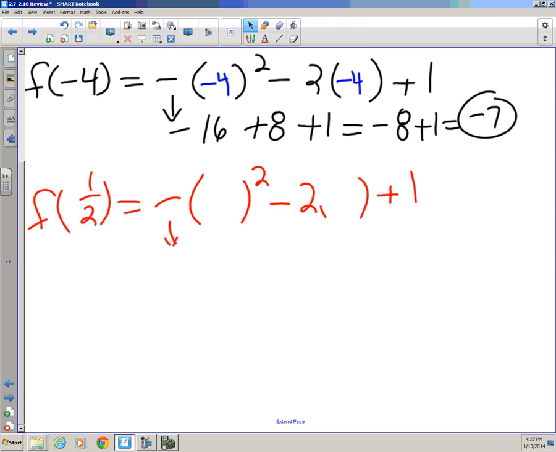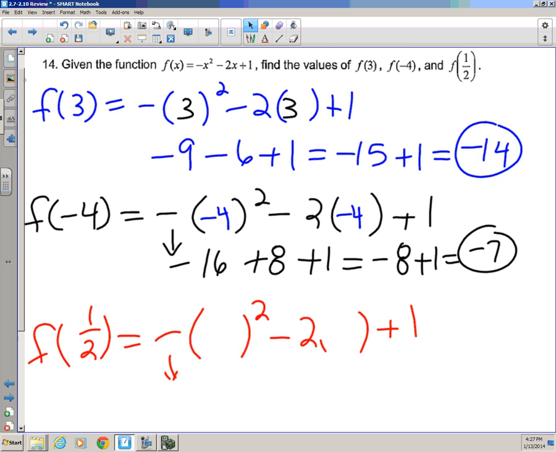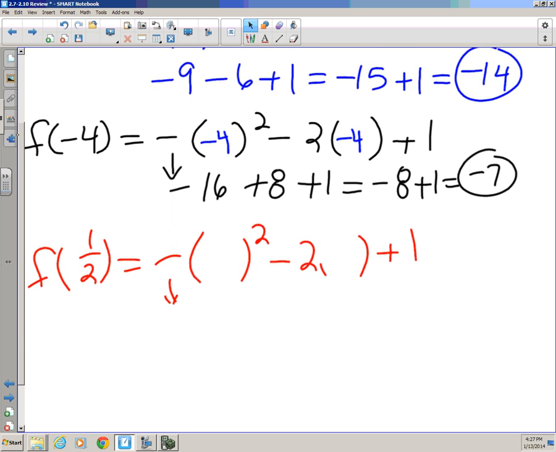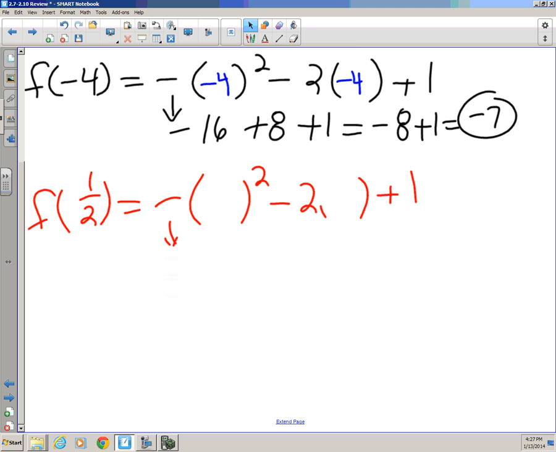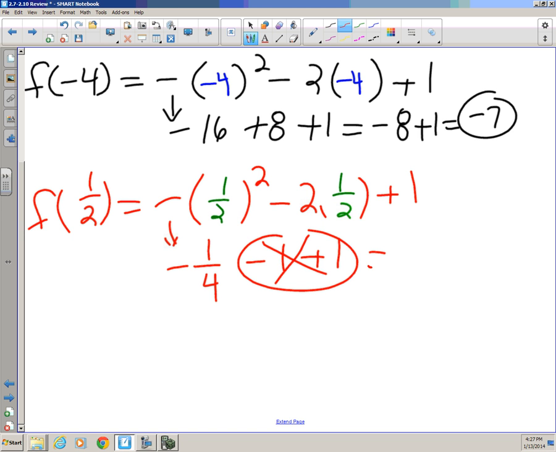Let me go back up. We're not looking for f of x to be -1/2. It's evaluating f of 1/2. So let's try this again. 1/2 squared becomes 1/4, but I have to carry down the negative, so it becomes -1/4. -2 times +1/2 is -1 plus 1. It turns out that -1 plus 1 cancel out, and then f of 1/2 is -1/4.